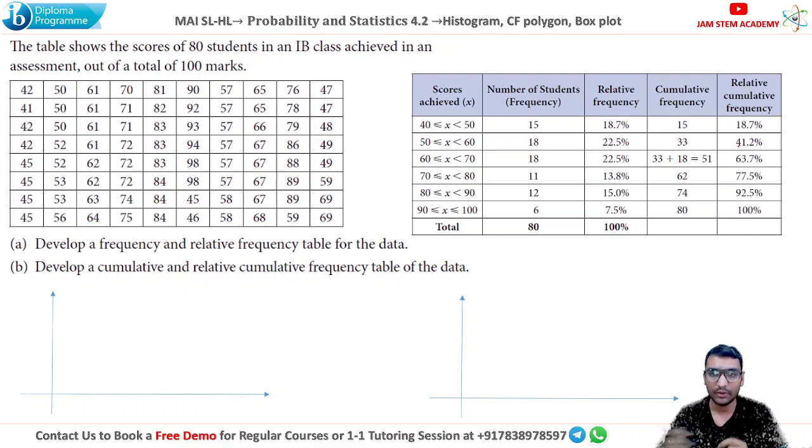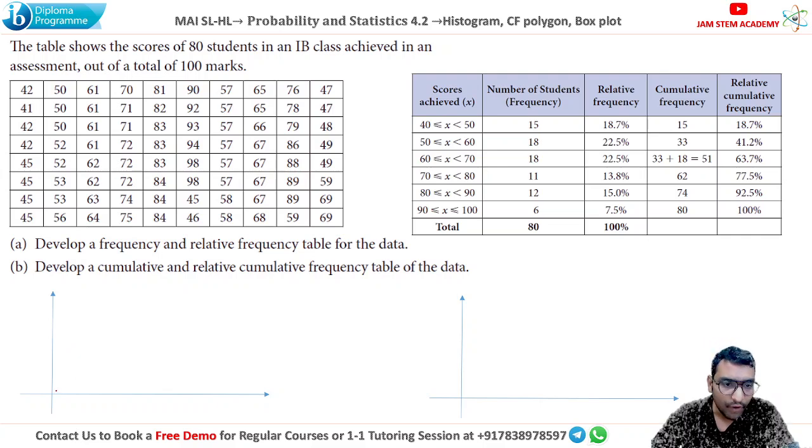Okay. Now, this was the same data but converted into a frequency distribution table, and we calculated relative frequency, cumulative frequency, and relative cumulative frequency. Okay. Now let me tell you how to draw the histogram corresponding to this and how to draw the cumulative frequency polygon, right?